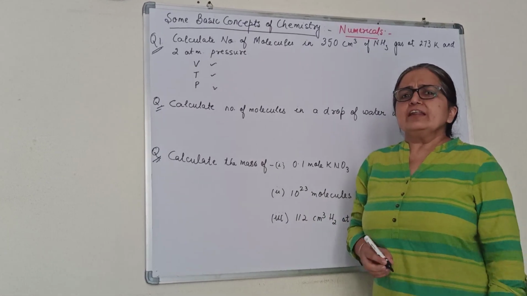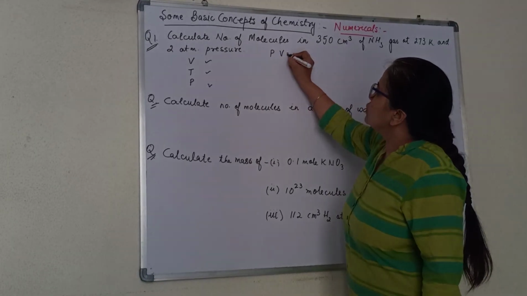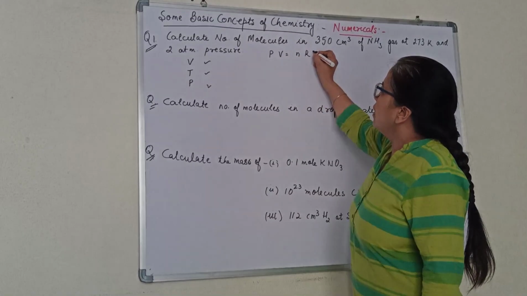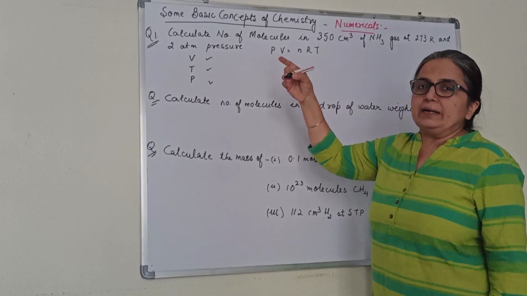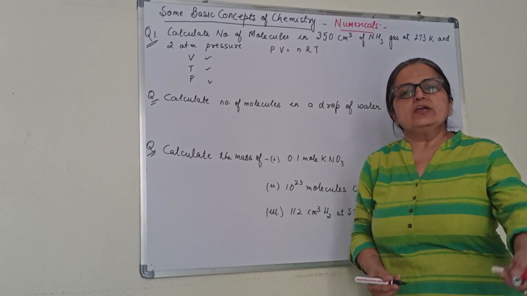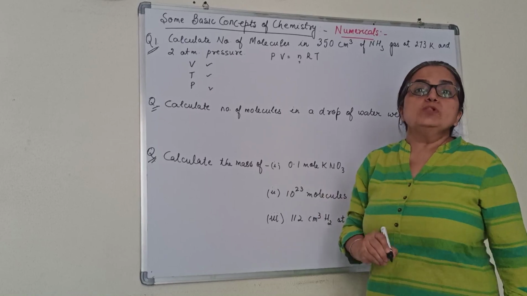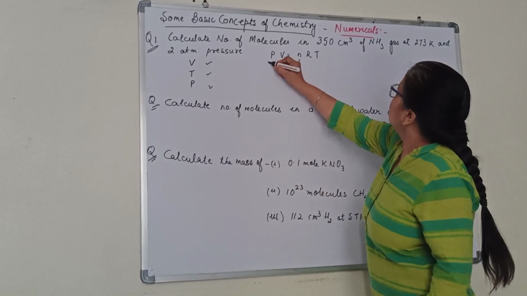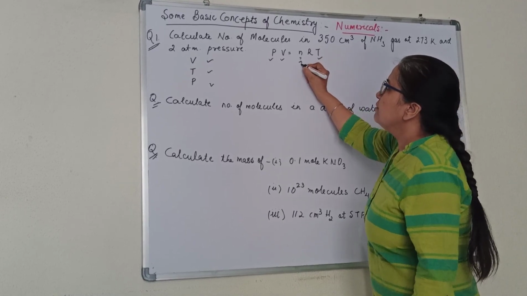So we have the ideal gas relation, PV is equal to nRT. We also study this in states of matter, but as of now, to solve this chapter's numericals we can make use of the ideal gas equation. So we will first find the number of moles. We know pressure, volume and temperature, so we will find n.